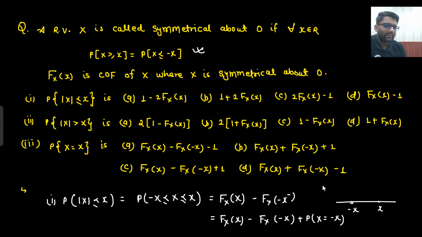Or you could have found it in this way as well, that the probability of x equals minus x would be given as Fx of minus x minus Fx of minus x minus. So from here, Fx of minus x you would have put in this particular expression, you would get Fx of minus x and then this would become plus. So you should be comfortable with this now.